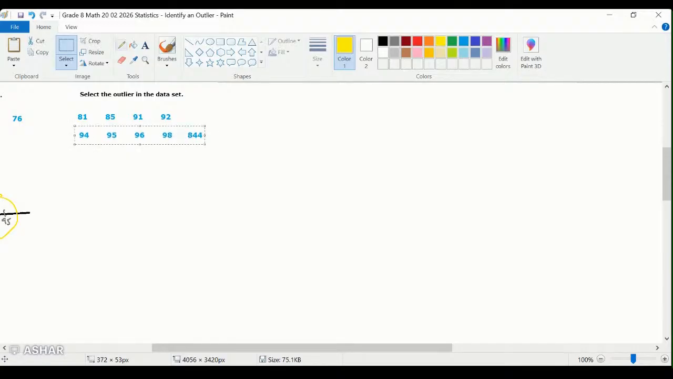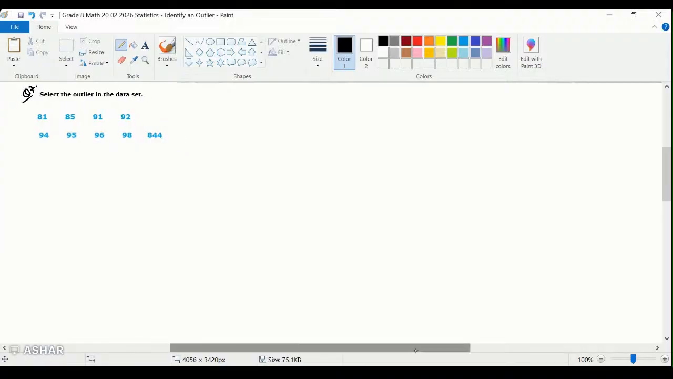Okay. I think this is question number 7. Which number is an outlier? An outlier is a number that is far away from the other numbers. And we can see over here on a number line: 81, 85, 91, 92 till 98, and this is 844. So we can simply say the outlier for this information is 844. Agreed?